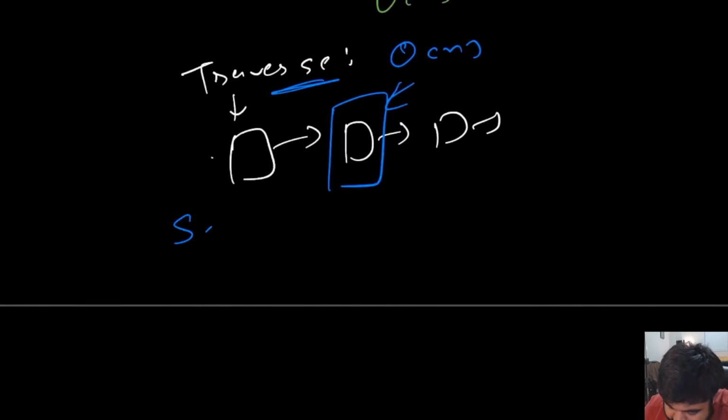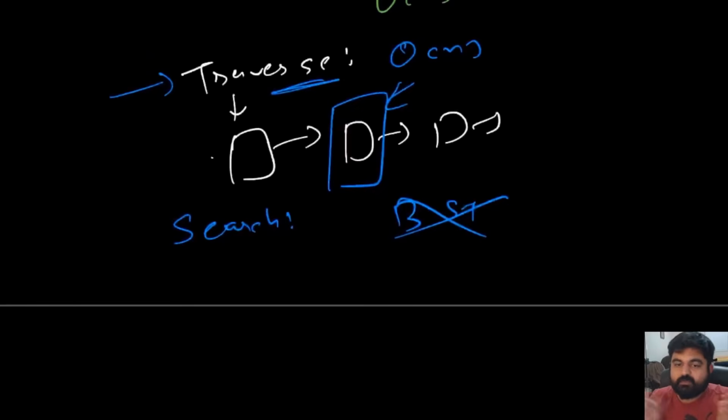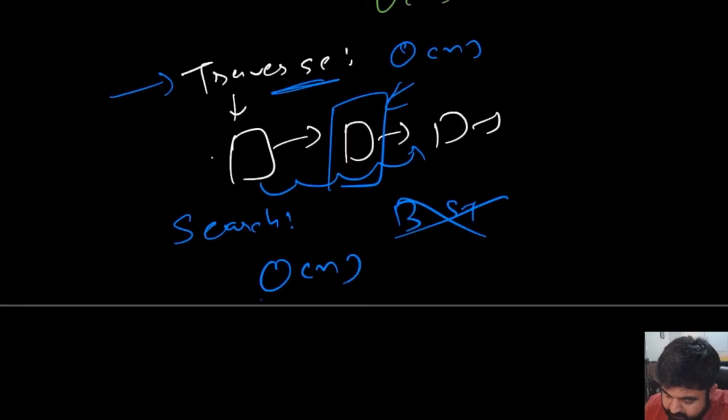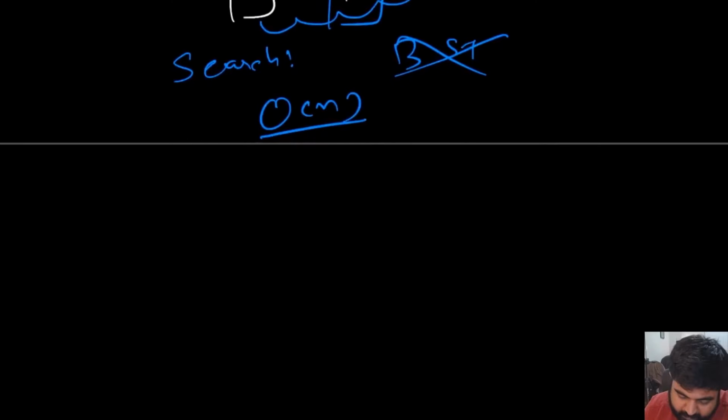The same goes for searching. If we have to search for an element, you would first have to traverse, and in this case you cannot use binary search because there is no fixed memory size. So you will have to do it sequentially. Searching only takes Big O of n time, nothing more than that or nothing smaller than that.